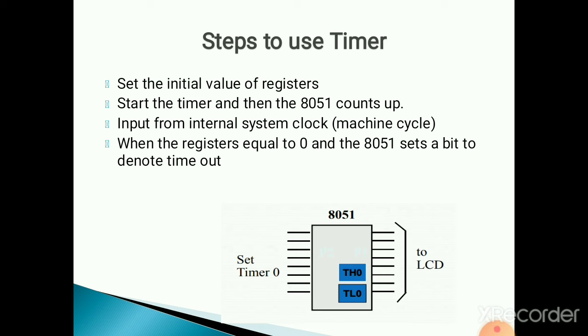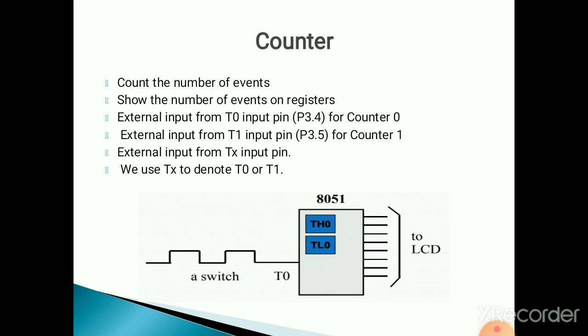Next are the steps to use the timer. How to use the timer using these steps: set the initial value of the register. Next, start the timer and then the 8051 counts up. Input from internal system clock means machine cycle. And when the register overflows to 0, the 8051 sets a bit to denote timeout. Okay, these are the steps to use the timer.